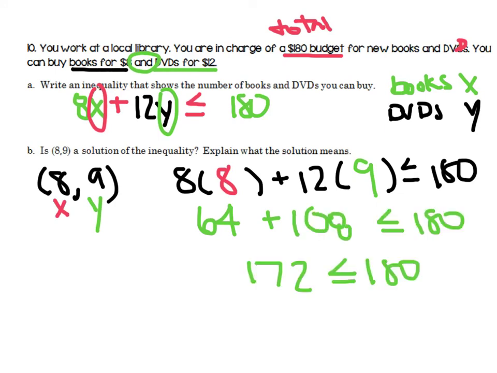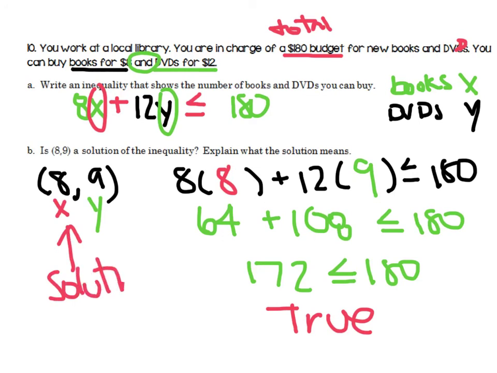Alright, so if you did your work, you should have got 172 is less than or equal to 180. Is that true? Yes, 172 is less than or equal to 180. So because this is true, that means that this point here is a good solution. Okay, so what does it mean? It basically means here X represents the books, Y represents the DVDs. So I can buy 8 books and 9 DVDs and be under $180.